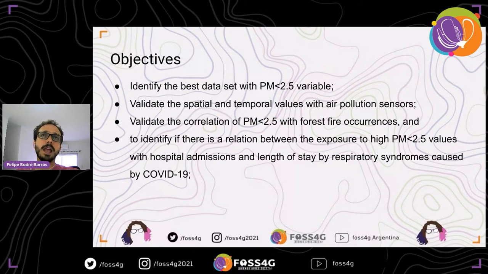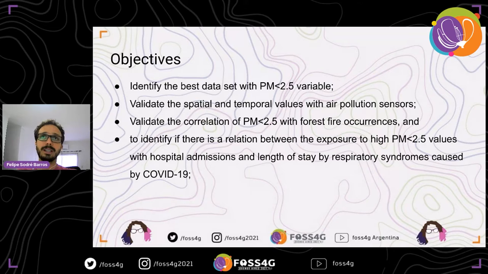So about the objectives, we had to identify the best data sets about particulate matter smaller than 2.5 micrometers. If you are not used to it, combustion smoke usually has this particulate matter smaller than 2.5, also particulate matter smaller than 10 micrometers. This one specifically is a really dangerous situation because it attacks the respiratory system. Even without the COVID-19 situation, it is already a really well-known particulate that attacks the respiratory system.